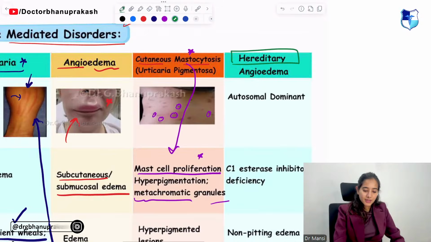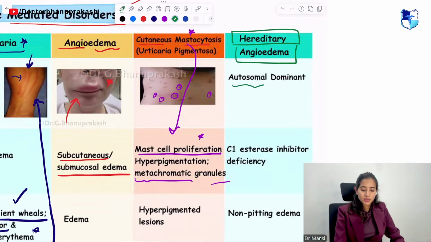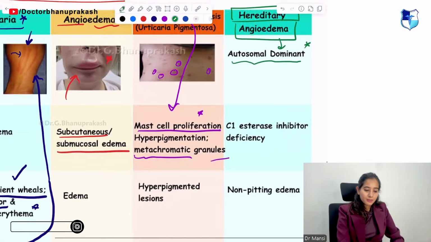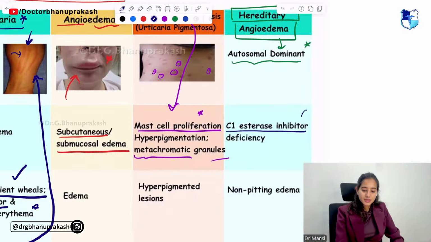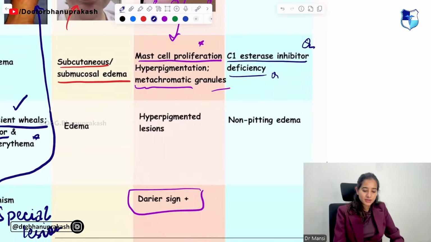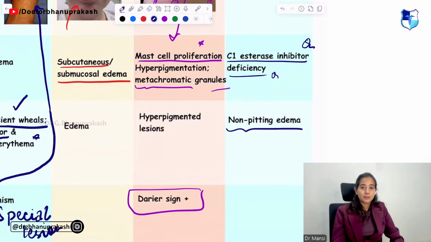Then in the end, we have hereditary angioedema. It is a hereditary condition. What kind of inheritance pattern is there? It is an autosomal dominant inheritance pattern. In them there is a deficiency of C1 esterase enzyme. This is deficient, and that causes hereditary angioedema. This is a non-pitting type of edema. So I hope you understand what a pitting edema is versus a non-pitting edema.